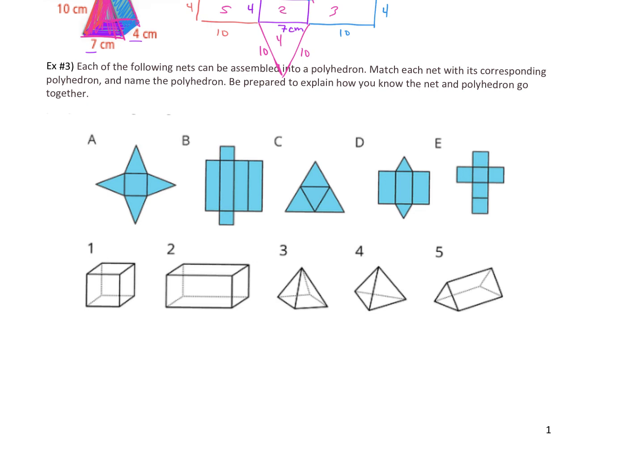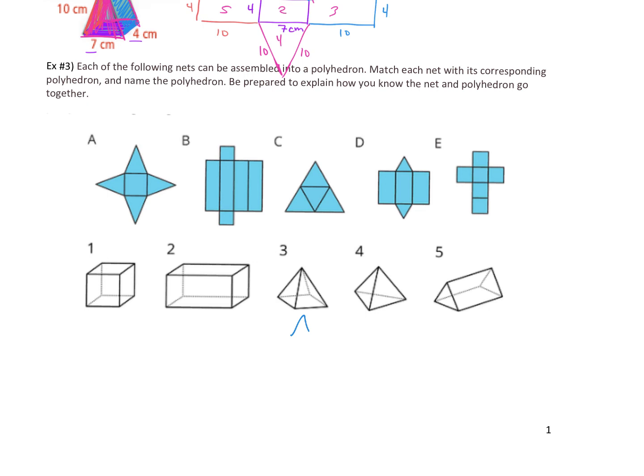Okay, tell your neighbor where you put A. What number did A go with? 1, 2, 3, 4, or 5? And if you want to keep going and tell them some of the other ones too, that's great. All right, where did you put A? Number 3. A is 3. And here's the deal. We're going to name them just so you're getting familiar with what these things are called.